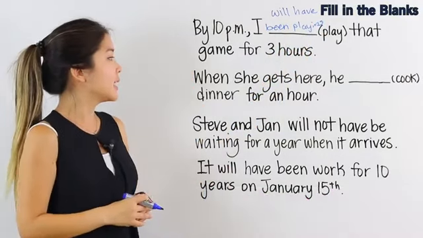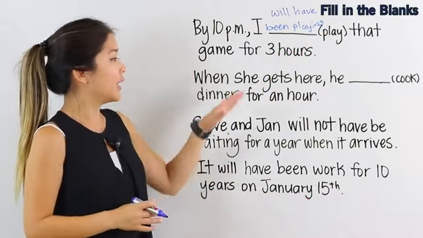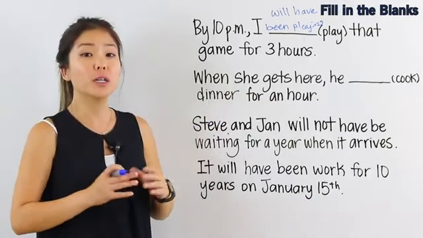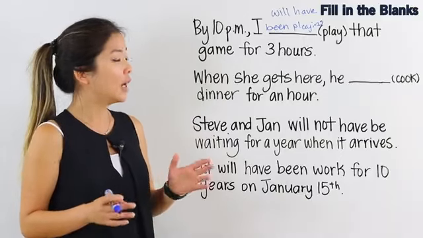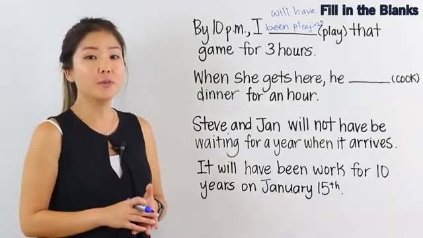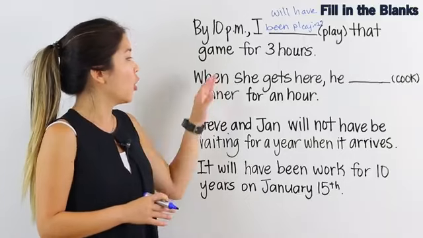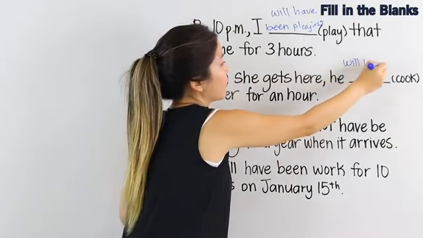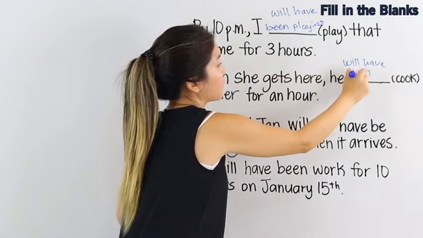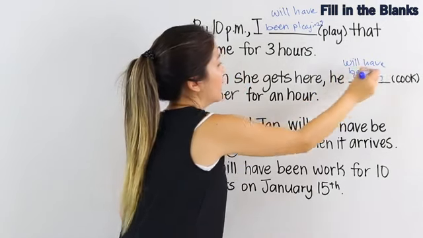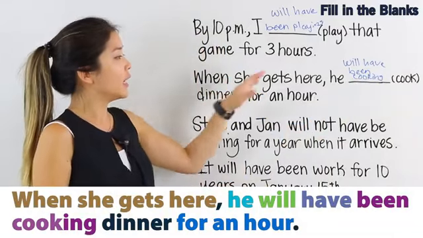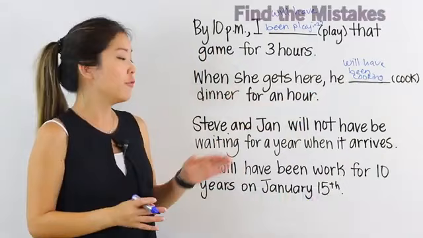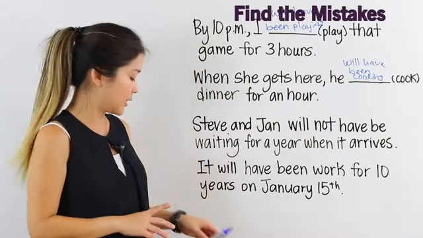The next sentence says, when she gets here, he blank dinner for an hour. Try to use the verb cook. Again, no matter what the subject, it doesn't change. When she gets here, he will have been cooking. When she gets here, he will have been cooking dinner for an hour. Now, find the mistake in the next sentence.